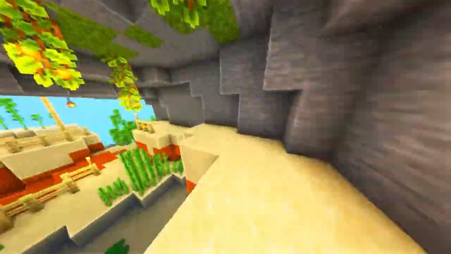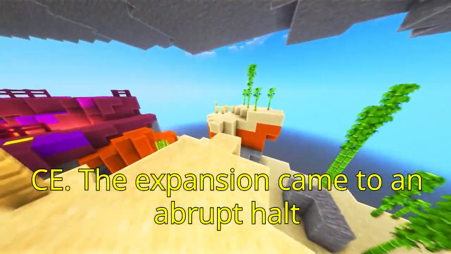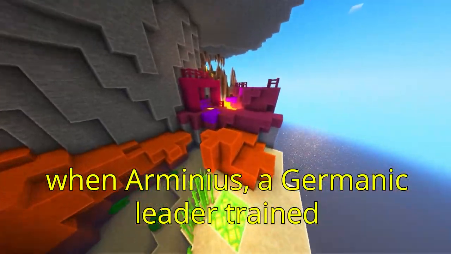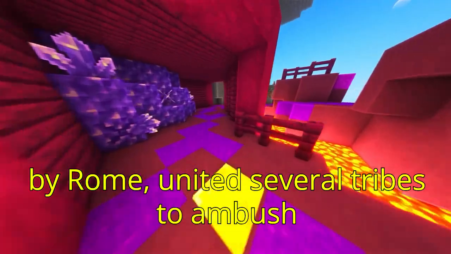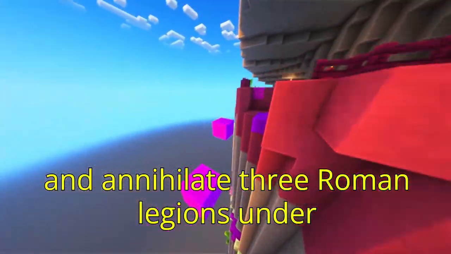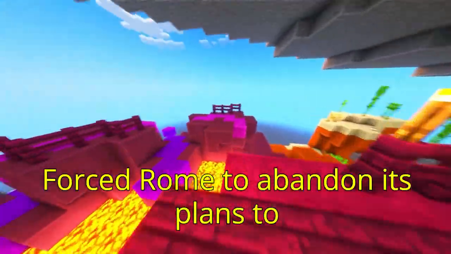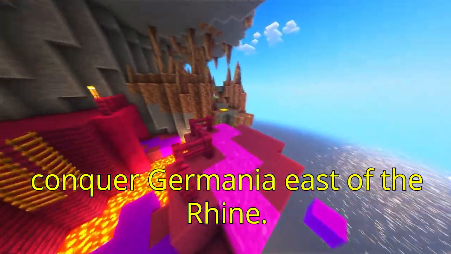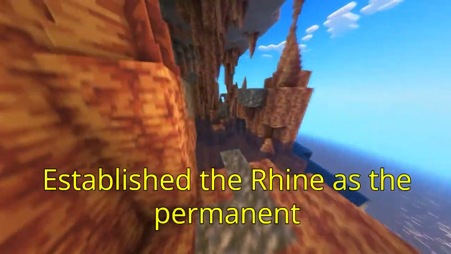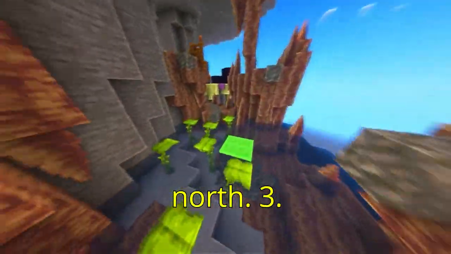Turning point. Battle of Teutoburg Forest, 9 CE. The expansion came to an abrupt halt when Arminius, a Germanic leader trained by Rome, united several tribes to ambush and annihilate 3 Roman legions under Publius Quinctilius Varus. Impact. Forced Rome to abandon its plans to conquer Germania east of the Rhine. Established the Rhine as the permanent boundary of the Roman Empire in the north.